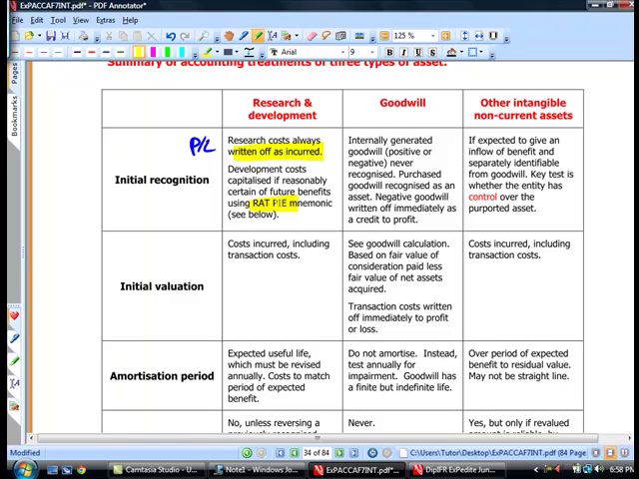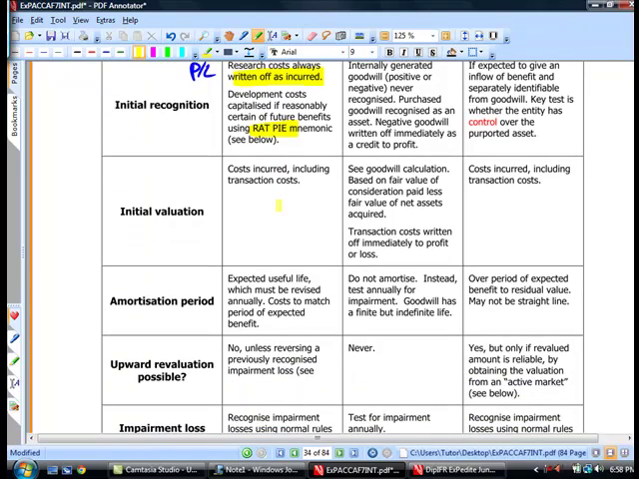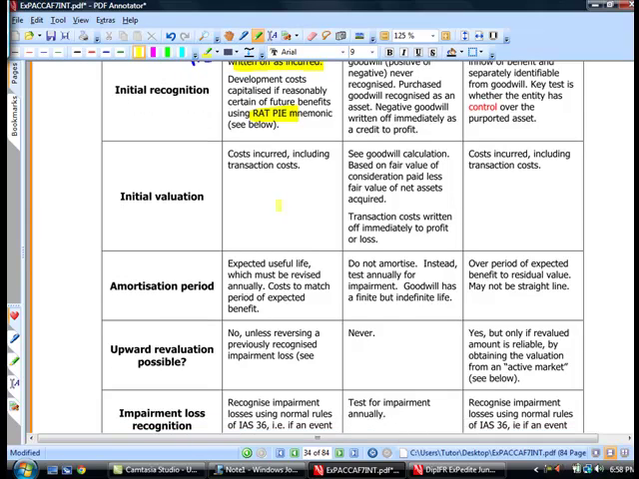The initial valuation of development cost will be all costs incurred, including transaction cost. The amortization period must be revised annually in order to match the cost with the associated benefits. Any upward revaluation, the standard says, is not really possible to be chosen as an accounting alternative to historic cost, unless it's reversing a previously recognized impairment loss.